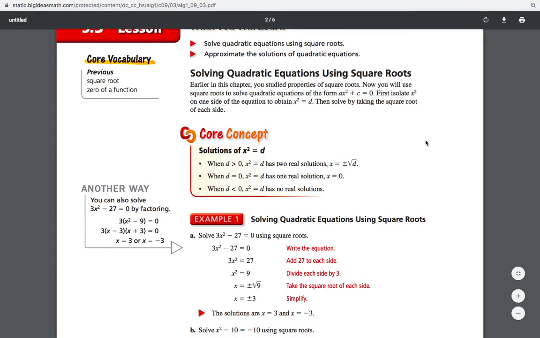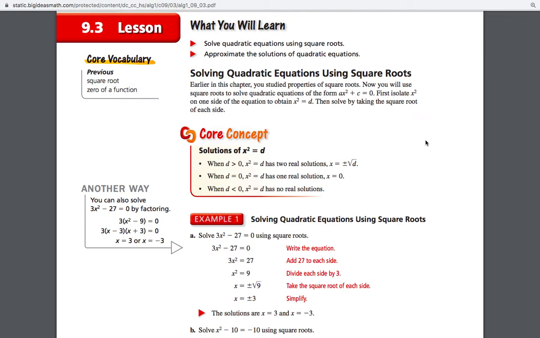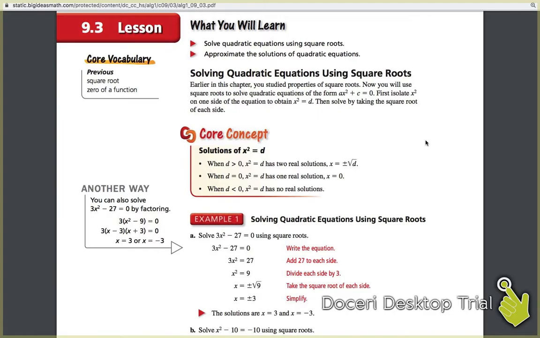All right, guys, so looking at 9.3 here, we are solving quadratic equations using square roots, using a different method than factoring. It's actually a little bit easier than factoring, but we can only use it in a specific case, and it says it right here. If you're looking at the book, it explains it right here. We are looking specifically at when we have ax squared plus c equals 0.